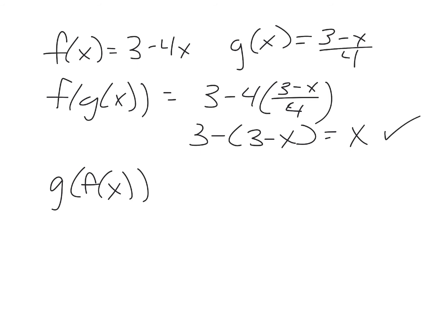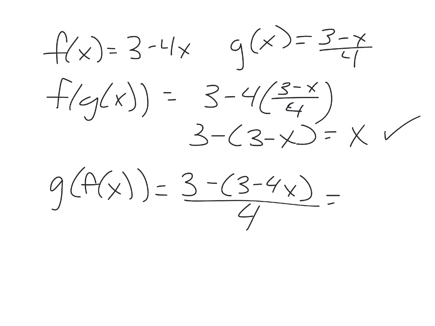Now g of f of x, let's put in f of x everywhere we're seeing x. So it'll be equal to 3 minus parentheses 3 minus 4x over 4. 3 minus 3 is 0. Negative of negative is positive, so it's 4x over 4, which is x. So yes, they are inverses of each other, and we just proved it.